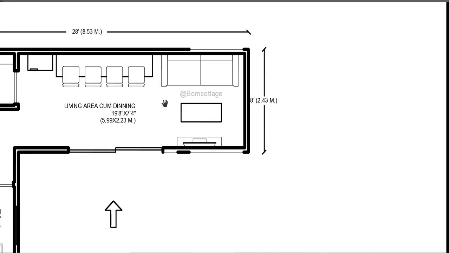So we have a living plus dining area. You can see here the sofa arrangement on the front wall, tea table arrangement, and also a dining counter with 4 chairs and refrigerator arrangement here. After that we will go on the left side.